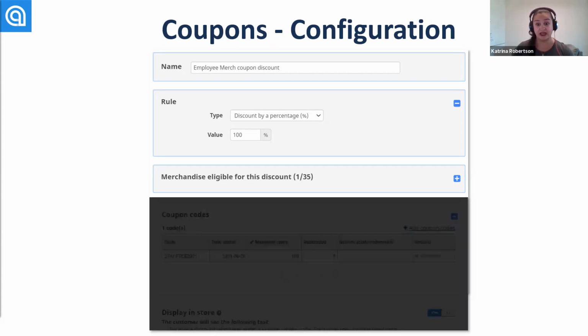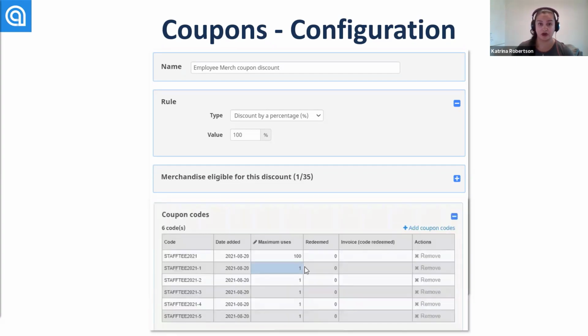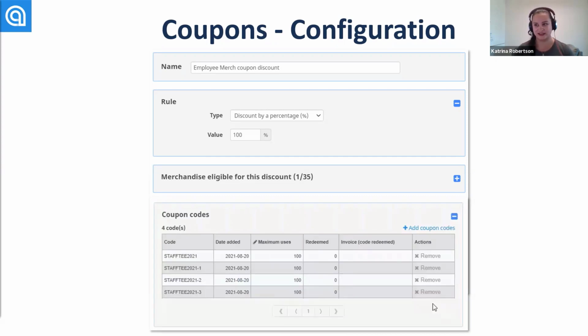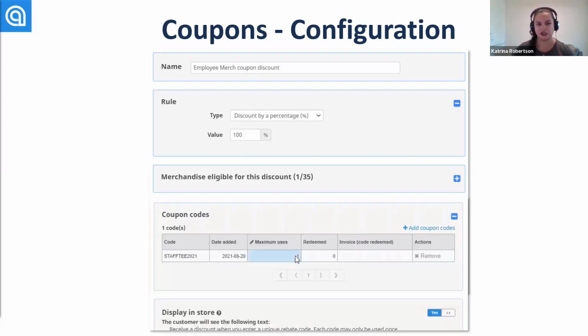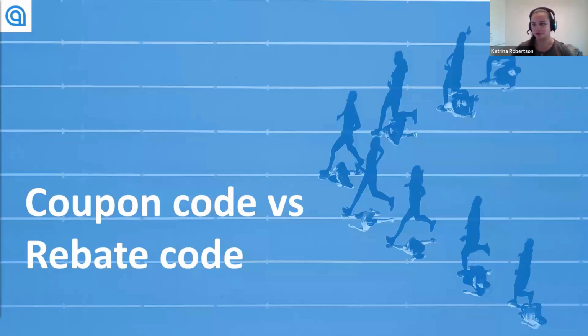As a side note, if the maximum uses are attained and you want to provide the coupon code to other people, you can update the maximum uses to include more. And the absolute most that you can choose for a coupon code maximum use is 32,767 uses. Just a little fun fact there.